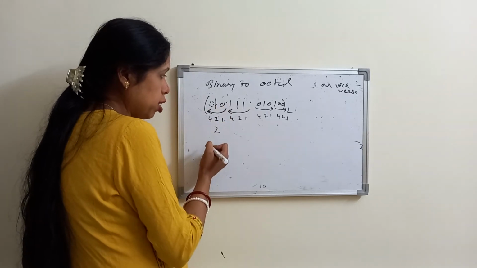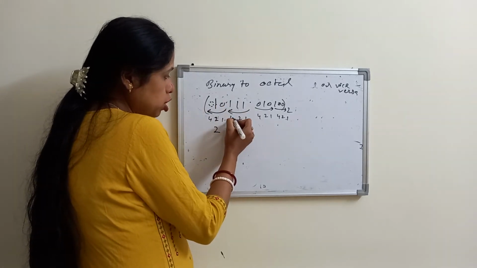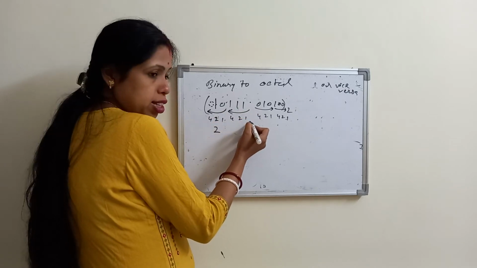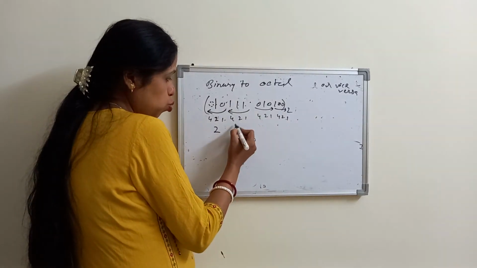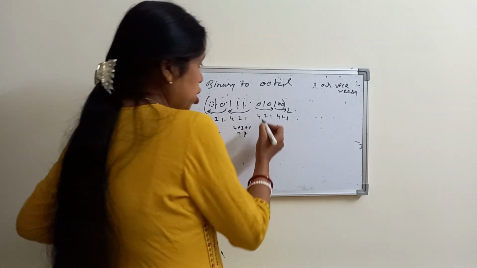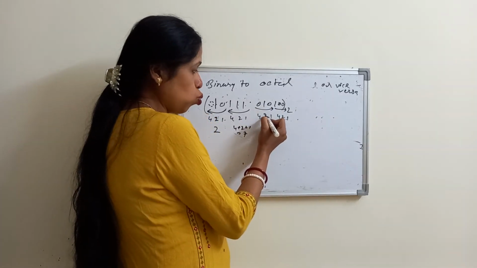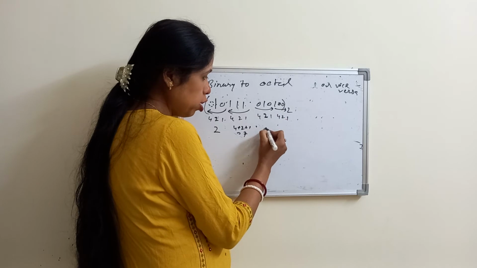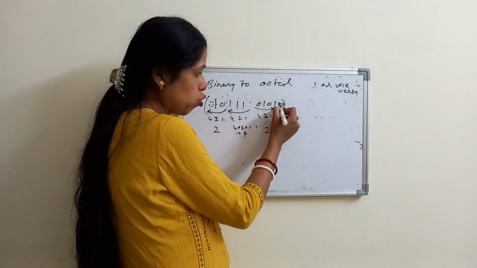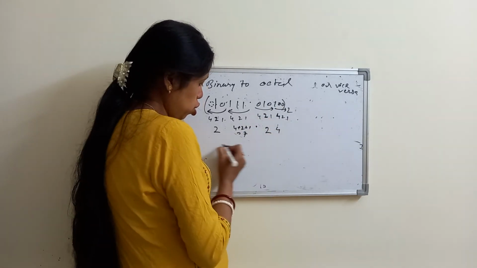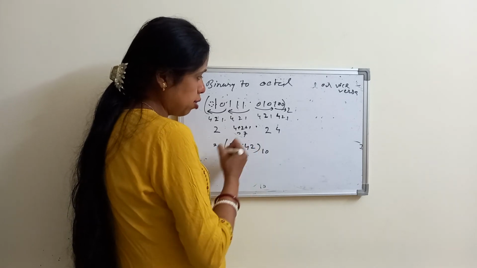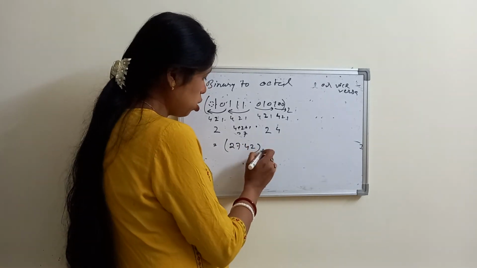Wherever any one is not there, nothing is added. I am just adding the weightage of the ones for this number. Here all the weightages are present, 1 1 1, so 4 2 1, right? This is 7. Here the weightage of 1 means only 2 is there, so 0.2. Here the weightage of 1 means only 4 is there. So the number is 27.4 in octal, which is 8.